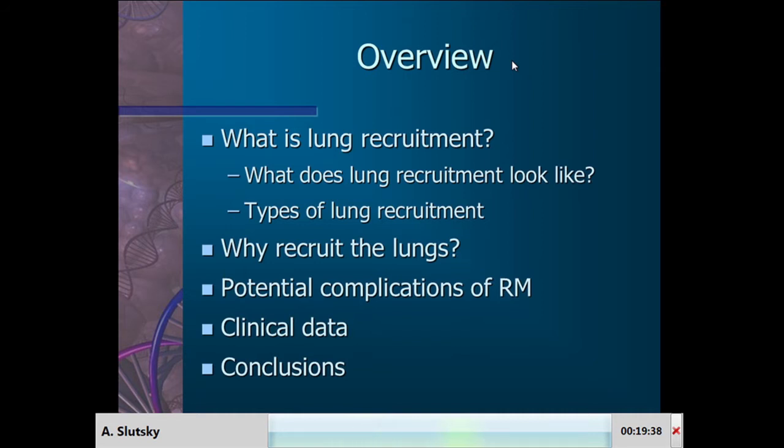What I'm going to talk about is, what is alveolar recruitment? What's the definition? What types of recruitments are there? Why should we recruit the lungs? I think that's a very important question. And potential complications of recruitment maneuvers, and then a little bit of clinical data and some conclusions.